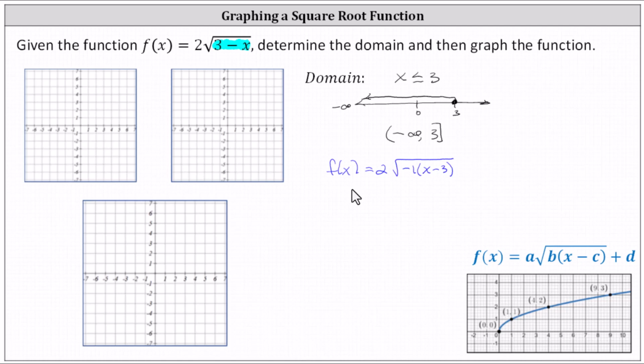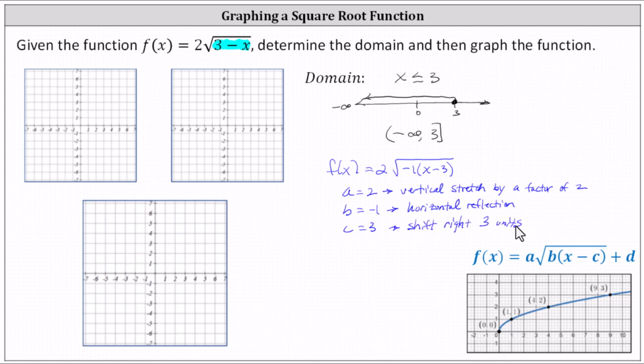We have a equals 2, which indicates a vertical stretch by a factor of 2. b equals negative 1, which indicates a horizontal reflection. And c equals positive 3, which indicates a shift right 3 units. And now let's graph the given function by performing these transformations on the basic square root function below.